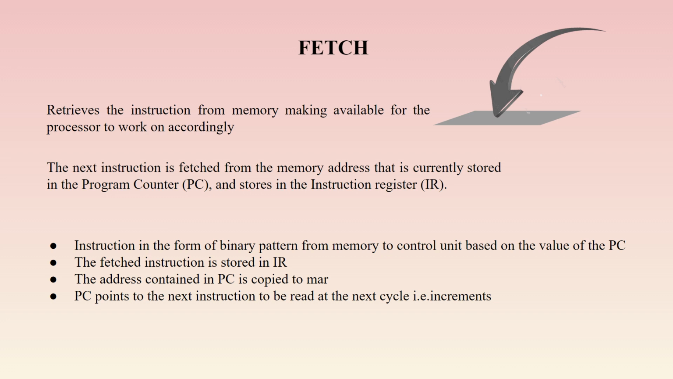So coming to the process, the next instruction is fetched from the memory address that is currently stored in the program counter, or PC, and gets stored in the instruction register. The instructions are in the form of binary patterns from memory to the control unit based on the value of the program counter. The fetched instruction is always stored in the instruction register. The address contained in the program counter is copied to MAR, the memory address register. The program counter points to the next instruction to be read at the next cycle, that is, it increments.